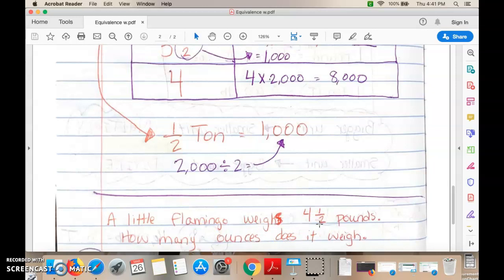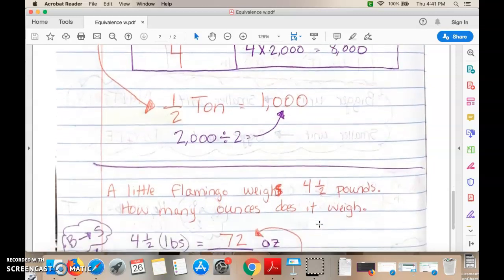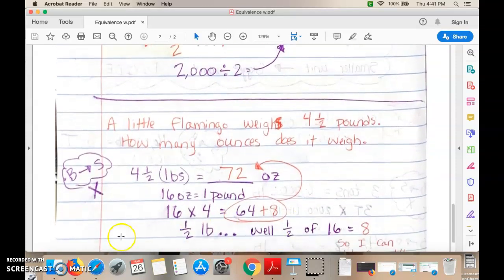If I look at this, I know that I'm going from a bigger unit, which is pounds, to a smaller unit, which is ounces. So I need to multiply. If I'm going from 4.5 pounds to ounces, I know that 16 ounces equals 1 pound, so I can multiply my wholes. I can take 16 and multiply that by 4, which gives me 64.